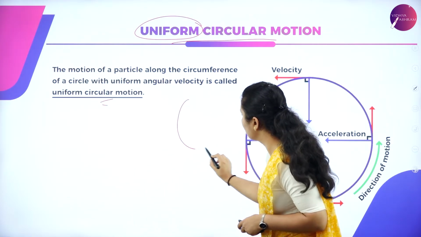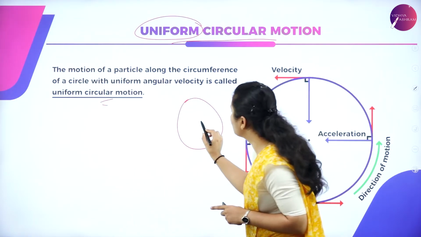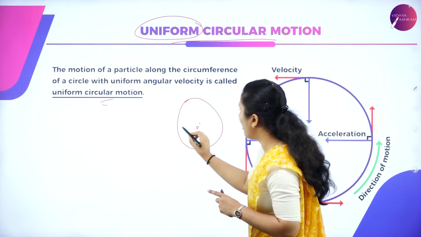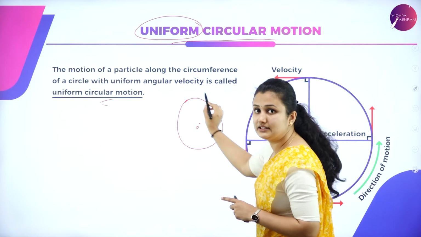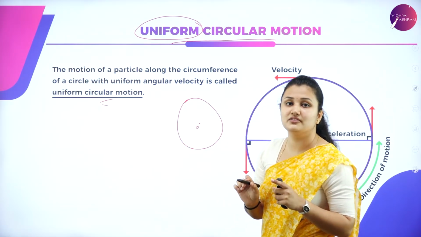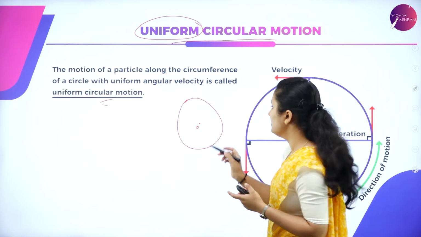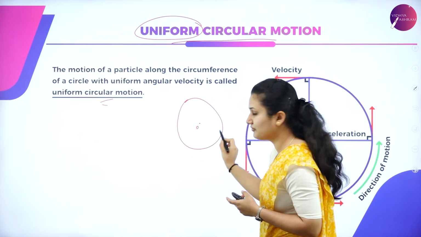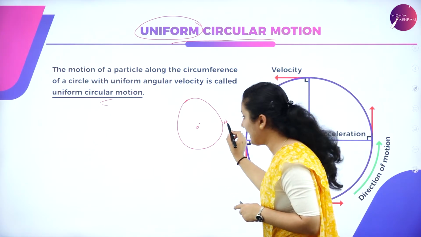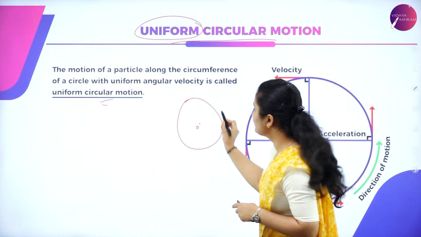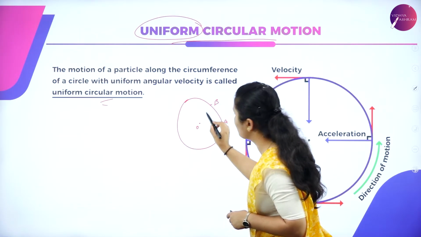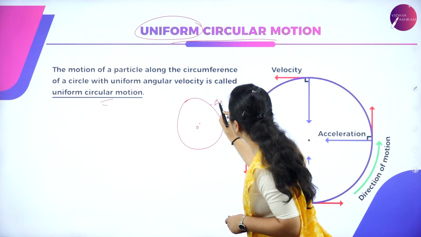Consider a circle with center O. A body, an object is moving along the circumference of the circle. We know circumference is 2 pi r for a circle. So the body is moving along the circumference of the circle. Initially, the body is at position A at time t. As it travels along the circumference of the circle, it reaches position B at time t dash.